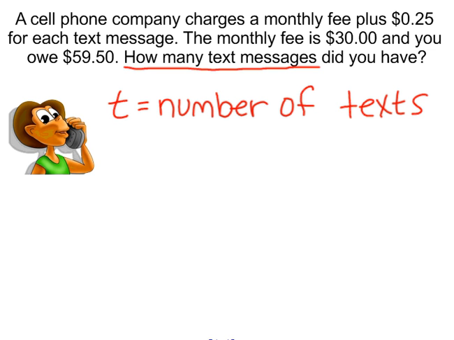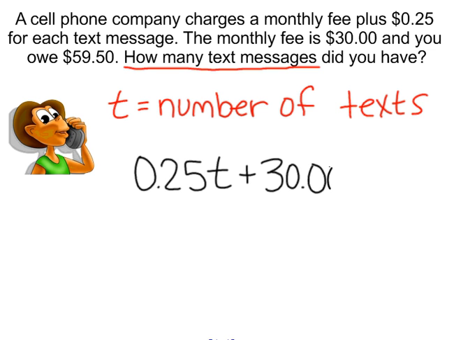And now I'm ready to set up my equation. Since each text is 25 cents, my coefficient in front of my variable is going to be 25 hundredths. So I'll do 25 hundredths T. And then we have our monthly fee, or our constant, of $30. And altogether, that's going to equal a total of $59.50.